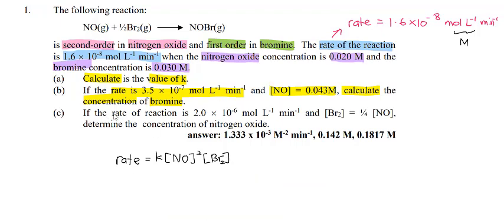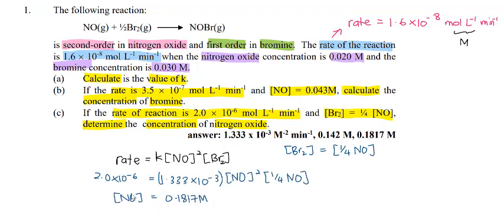Next, if the rate of reaction is 2.0 times 10 to the power of minus 6 and the concentration of bromine is 1/4 the concentration of nitrogen oxide, determine the concentration of nitrogen oxide. So now we change the concentration of bromine into 1/4 the concentration of nitrogen oxide and substitute it in our rate law. You will get the concentration of nitrogen oxide as 0.1817 molar.